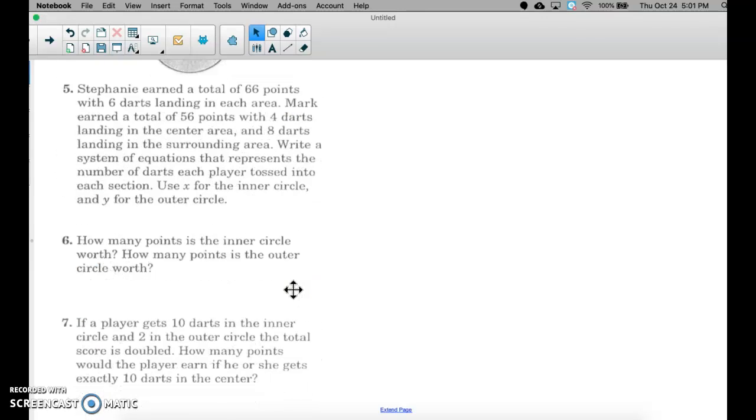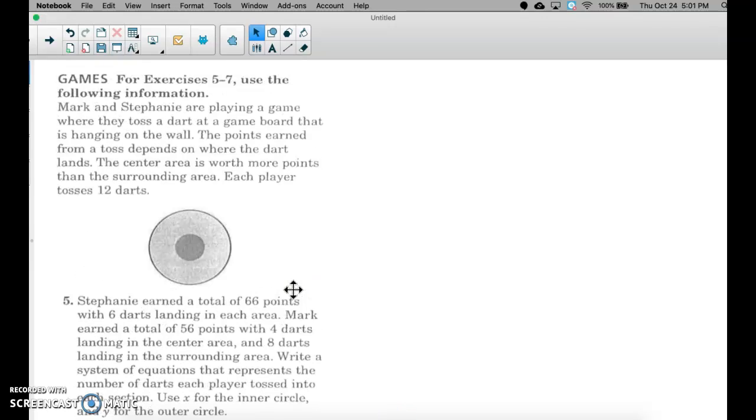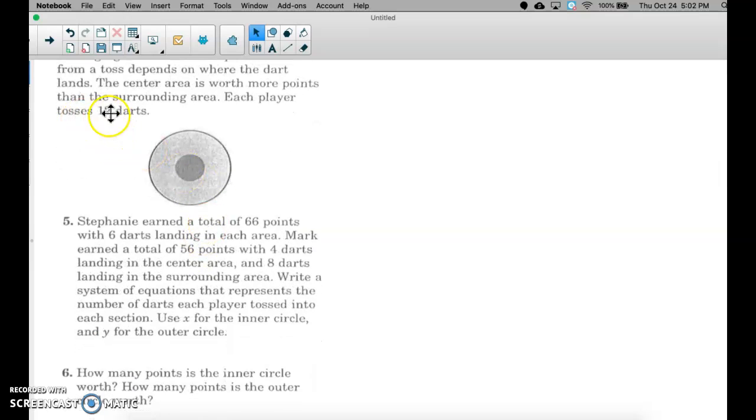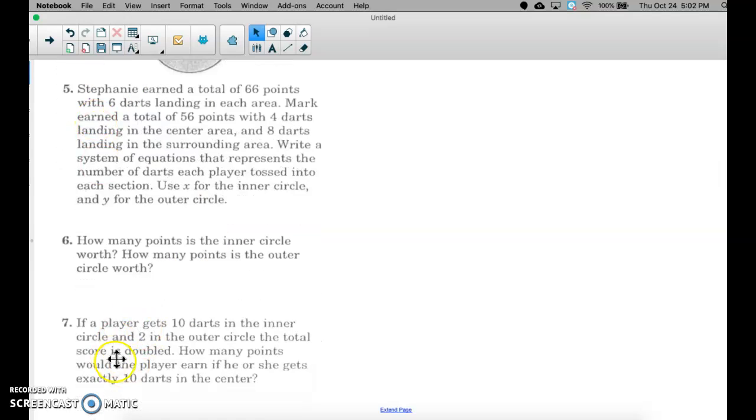This one, I put all of these problems on the same page, and I'll just scroll down as I go. So Mark and Stephanie are playing a game where they toss a dart at a game board hanging on the wall. Points earned from a toss depend on where the dart lands. Pretty basic darts game. Center area is worth more points than surrounding, and each player tosses 12 darts. This is going to come in handy when we're doing problem 7.